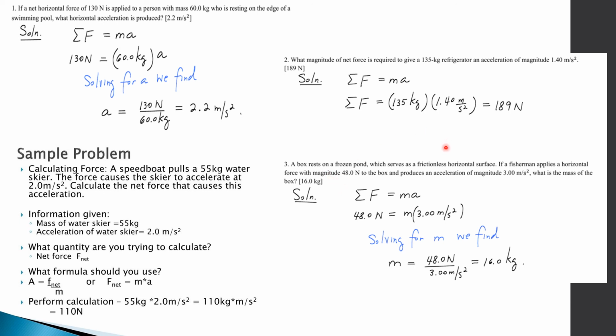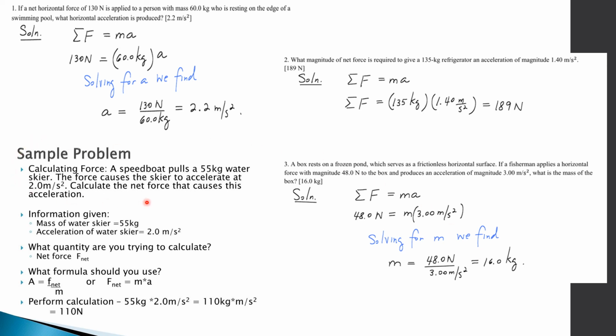Lastly, we have number 3 here, a box rests on a frozen pond which serves as a frictionless horizontal surface. If a fisherman applies a horizontal force with magnitude 48 newtons to the box and produces an acceleration of magnitude 3 meters per second squared, what is the mass of the box? So it's mass times acceleration again. We have the net force 48, the acceleration 3. So we divide 48 by 3, we get 16 kilograms. Okay?